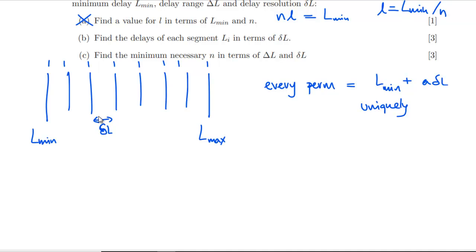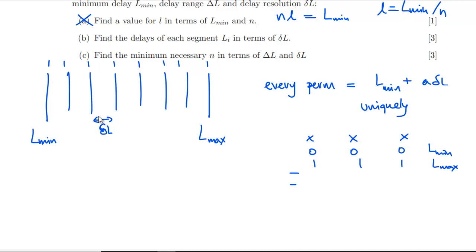So let's think of a simple setup then. I'm trying to get the idea of this duplication. Say we had 3 switches, that means we're going to have 2 to the 3, so 8 permutations. We could have all of them off, that is L min. We could have all of them on, that is L max. But then we've got another 6 permutations.